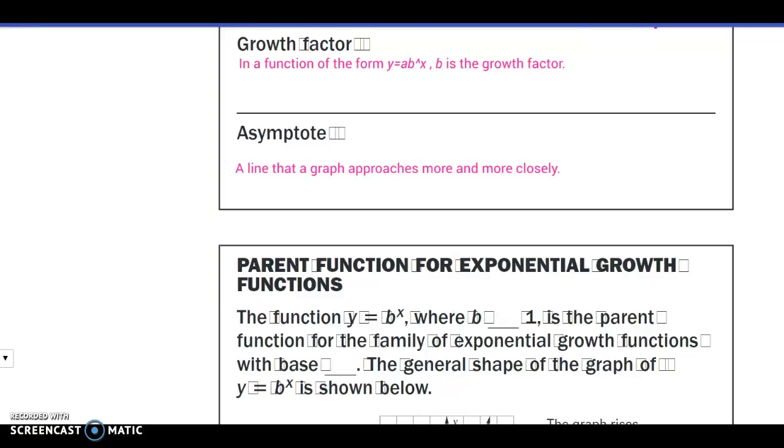Now, as you go along in math, you'll see some asymptotes that approach it in a different way, and they might actually cross it. But in general, for us, it's going to be a line that the graph is approaching but does not touch. It just gets infinitesimally close.